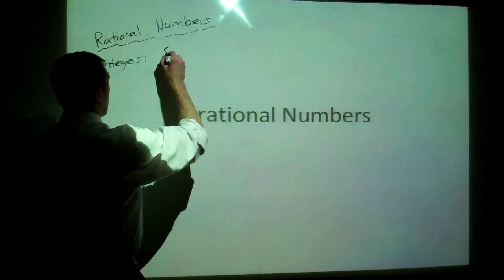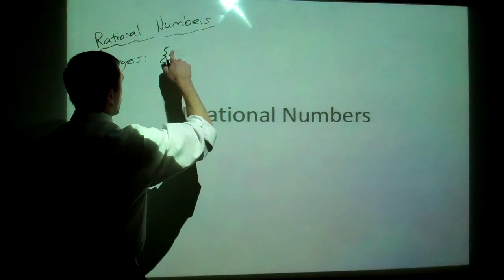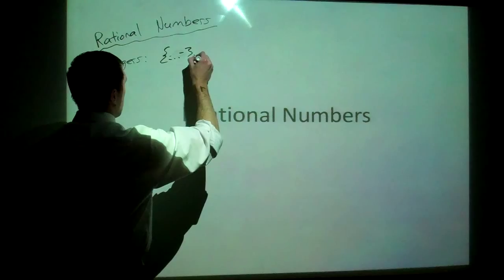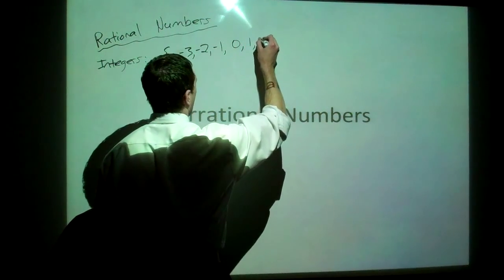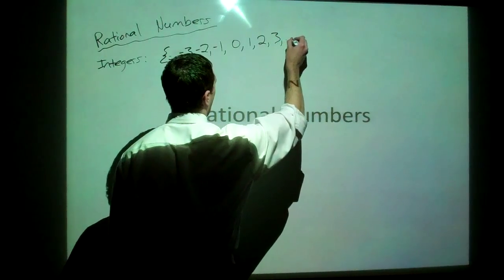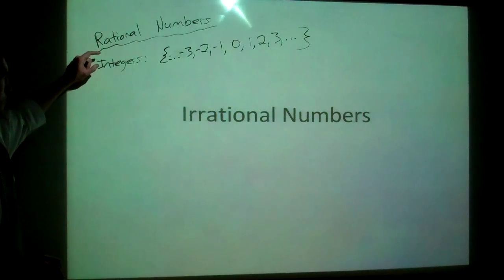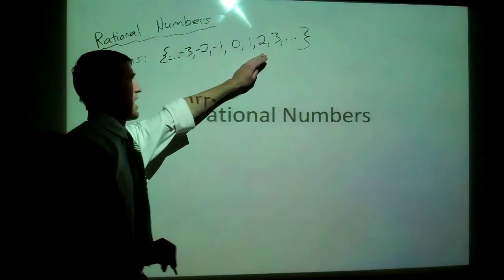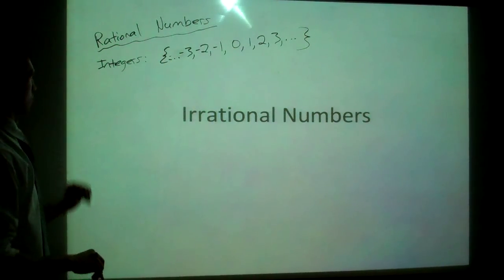So anything from negative 3, negative 2, negative 1, 0, 1, 2, 3. Okay? So, rational numbers include the integers, all your positive whole numbers plus 0 and all the opposites. So it includes all the integers.